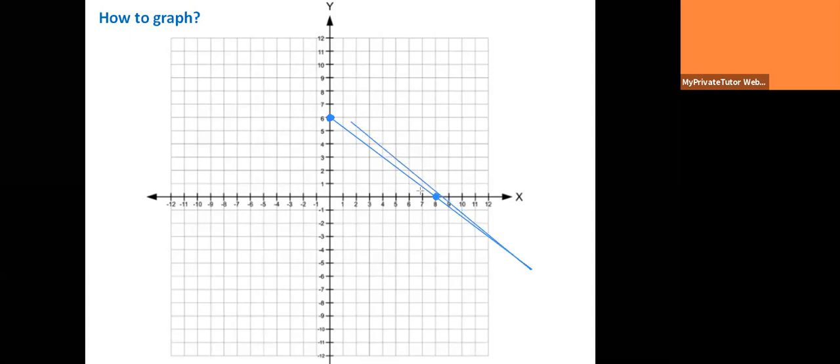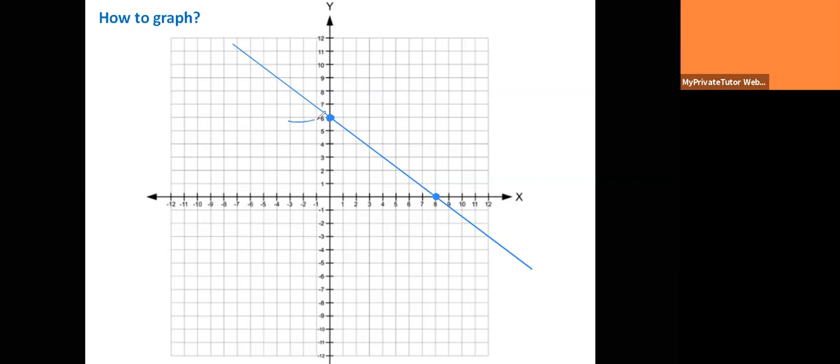Don't connect only the points. Please do extend the line, because this is a graph which continues. It won't stop there. That's it, so we're done. We hardly took maybe 2-3 minutes to graph that equation.